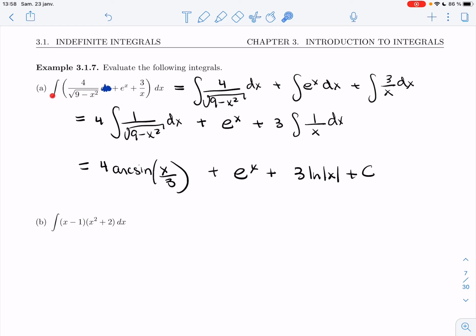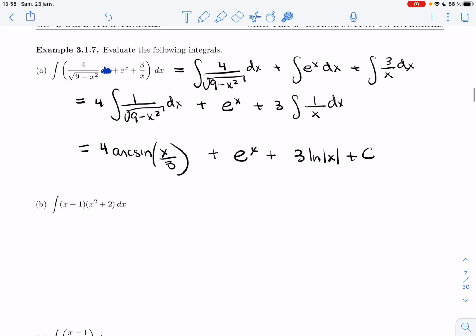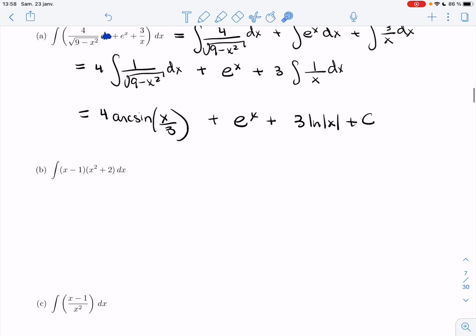You can go directly from here to here, and you will probably do so pretty soon. Once you get comfortable, you don't need to do it in 2 steps. You split and you put the constant in front at the same step. All right. Now let's try to integrate this function. I have a product of 2 functions.